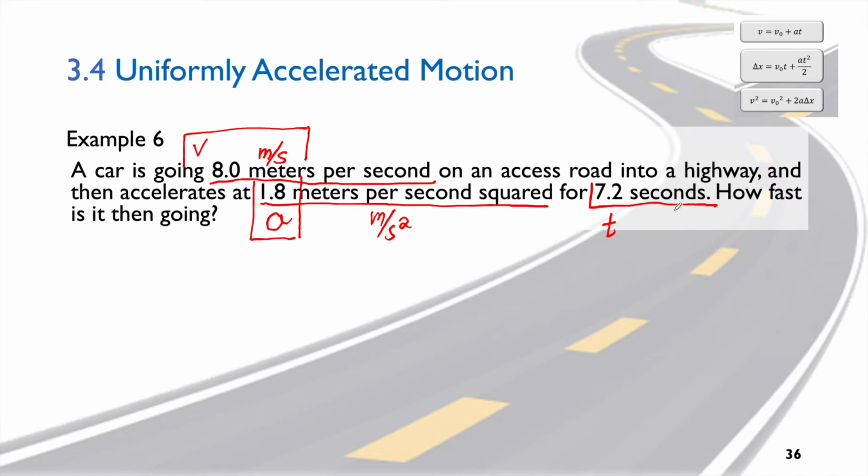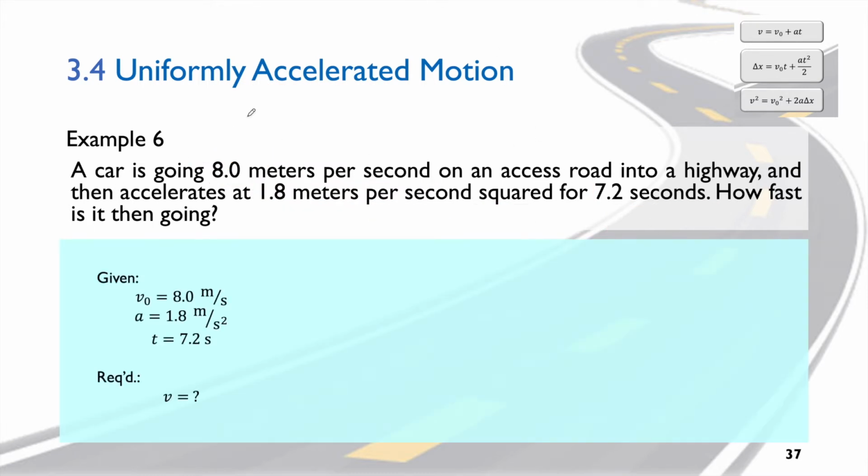Now, how fast is it going? Remember, if there is accelerated motion, that means the velocity changes. So this will be your initial velocity. And then we will look for the final velocity. We have the following given. Now, as you can see, I have 1, 2, 3, 4 equations. So I'm looking for V. So I have V here.